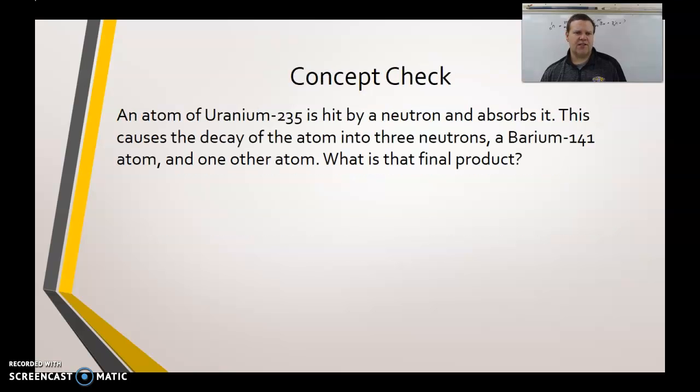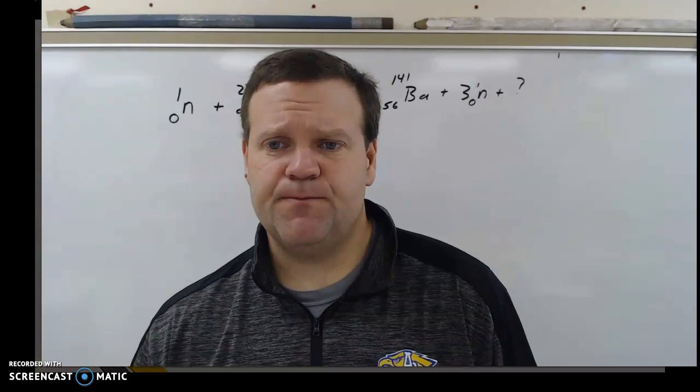So what we're going to look at here is having some uranium-235 undergoing a nuclear fission. Uranium-235 is fissionable material, which means that if it absorbs a neutron, it can actually undergo a nuclear fission. So it says here that you have uranium-235 hit by a neutron, and it absorbs it. The atom decays into 3 neutrons and a barium-141, and we want to figure out what the other atom is going to be in this nuclear fission.